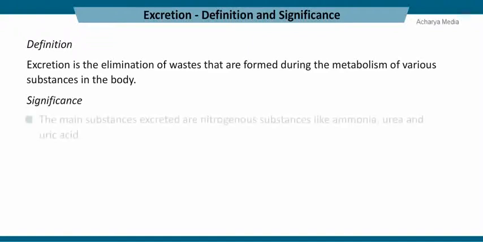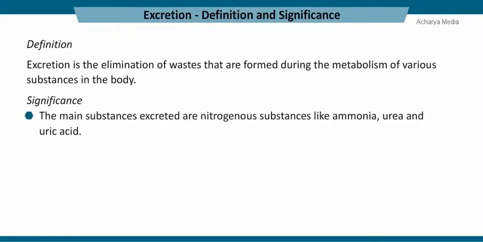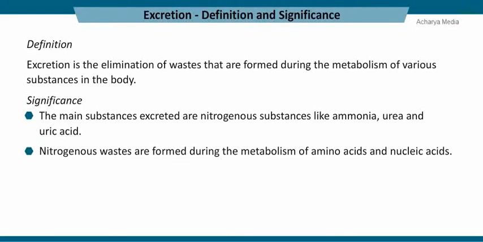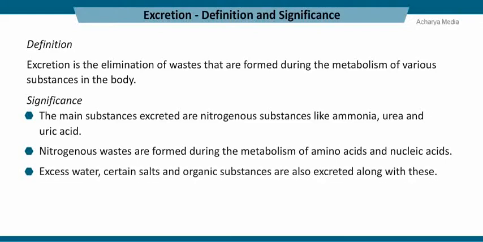Significance. The main substances excreted are nitrogenous substances like ammonia, urea, and uric acid. Nitrogenous wastes are formed during the metabolism of amino acids and nucleic acids. Excess water, certain salts, and organic substances are also excreted along with these.